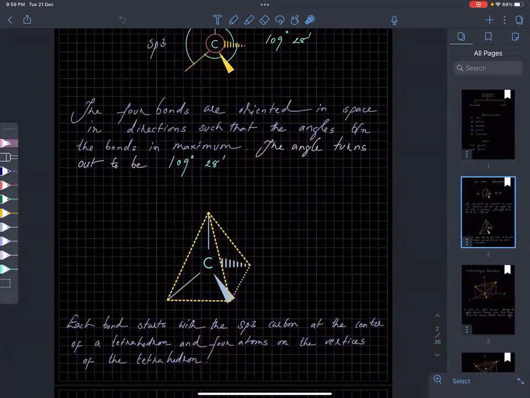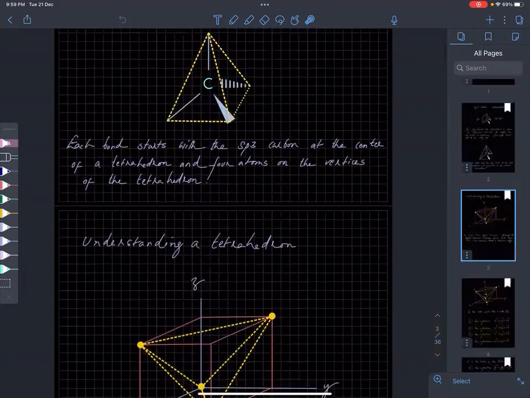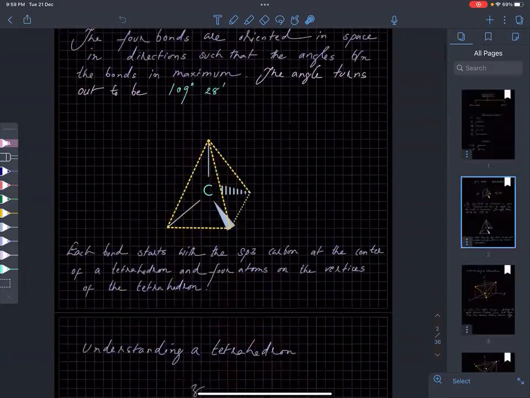Now this is how a tetrahedron looks. These are the vertices of the tetrahedron. So the atoms or groups of atoms attached to carbon will be on the vertices of the tetrahedron, and carbon will sit in the center of the tetrahedron. Clear?